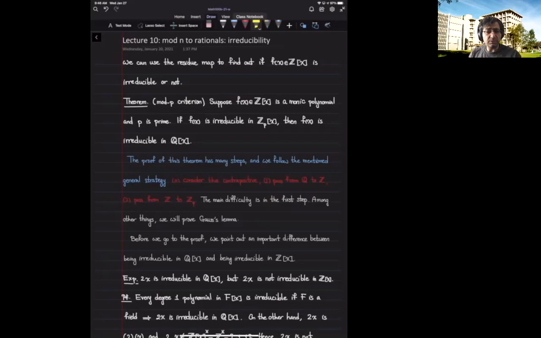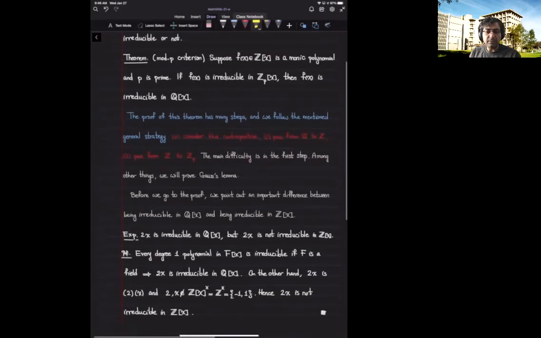But the first thing that we will do in the next lecture is to discuss the subtlety of having an irreducible element in Q[x] versus having an irreducible element in Z[x]. What are the differences? That way we will motivate the definition of the content of a polynomial. So we'll continue in the next lecture.